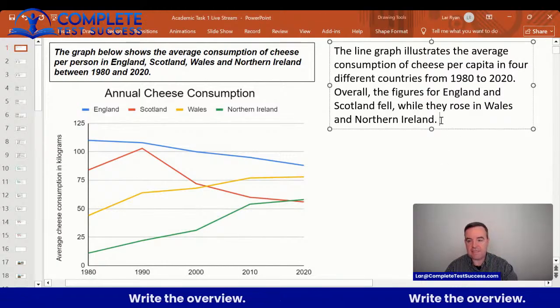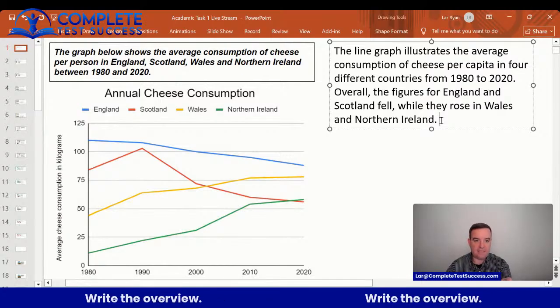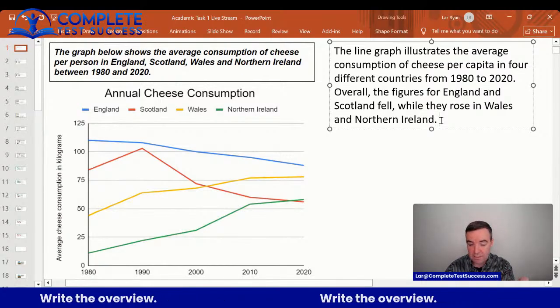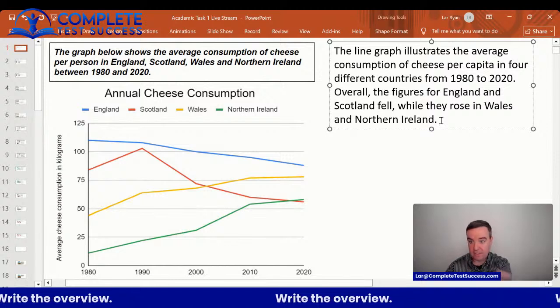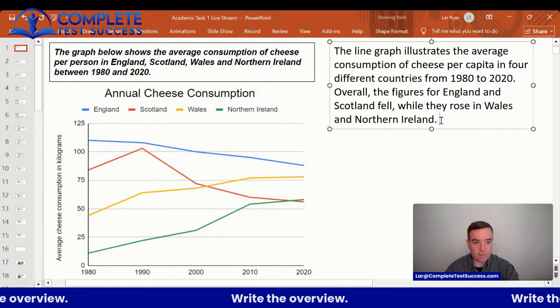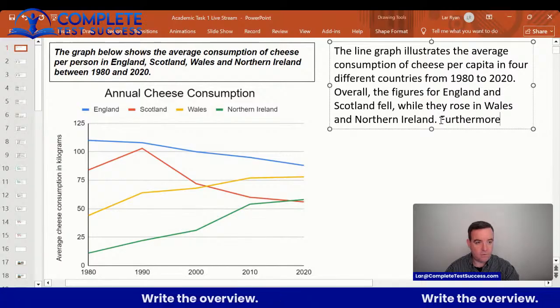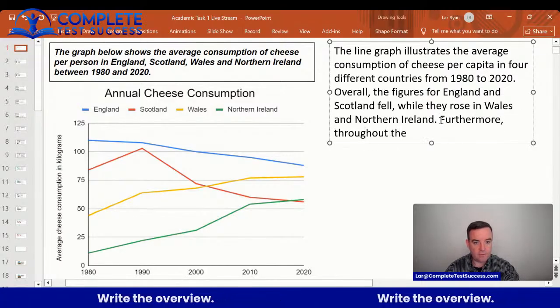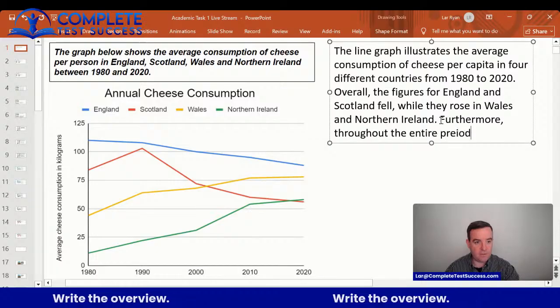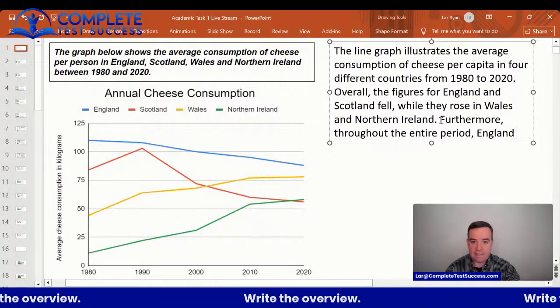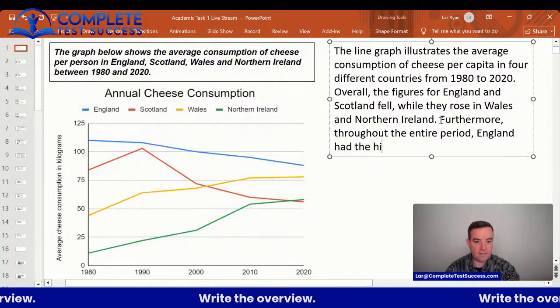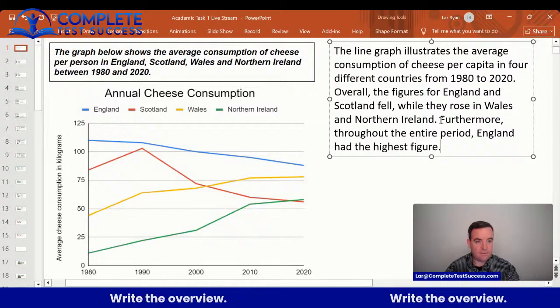So as we can see, at the start, England was highest, and at the end, England was highest. It's not always the case, but for this question, England was always highest. So we could say something like, furthermore, throughout the entire period, England had the highest figure. Okay.